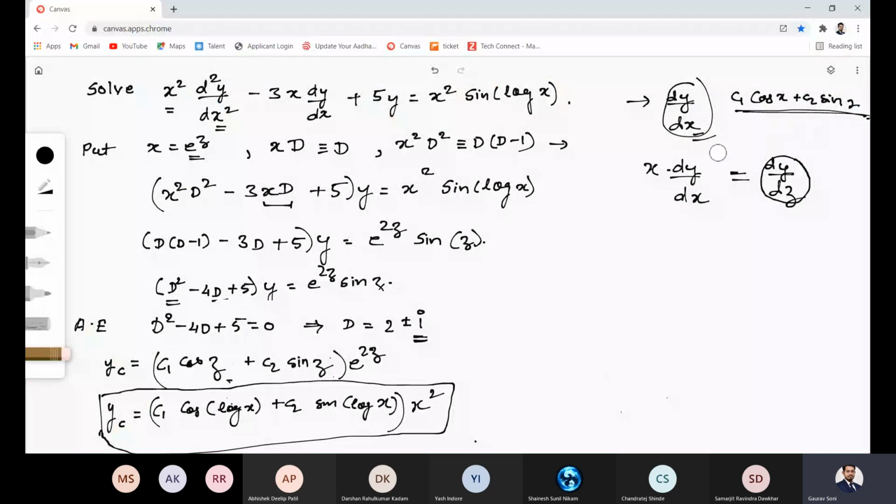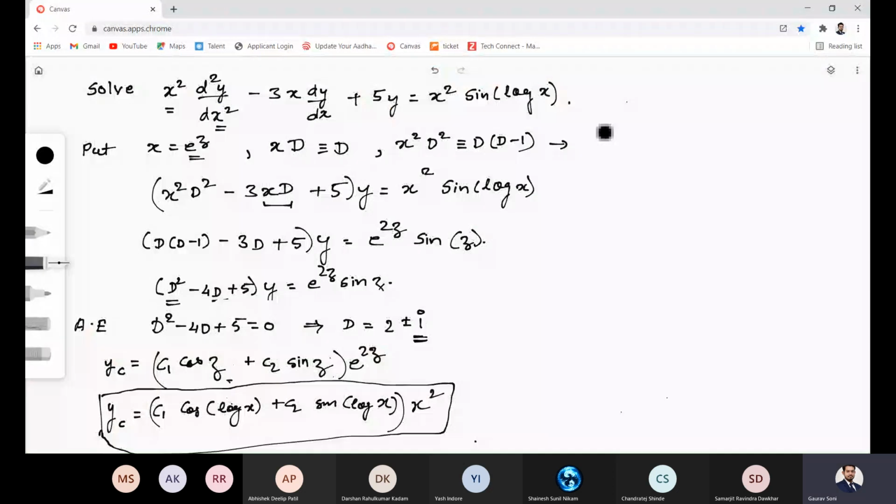Now, the solution doesn't end here. We have to also talk about the particular solution, as we have solved. So yp, you can use any of the methods here. To find the particular solution, you can use variation of parameters or the shortcut method. But which is easier? The shortcut method is always easier.